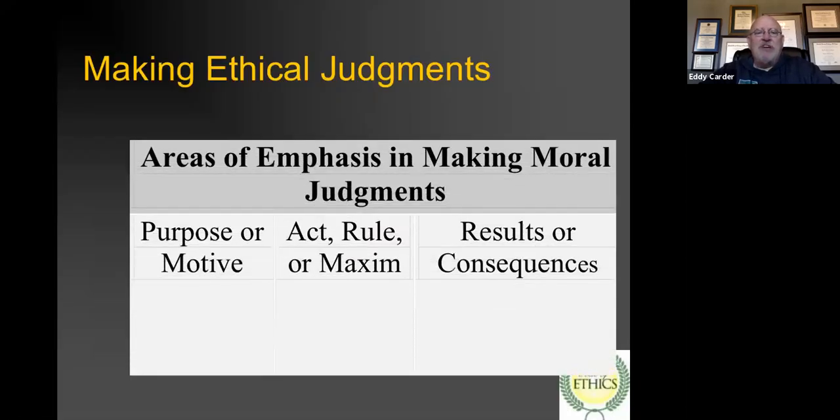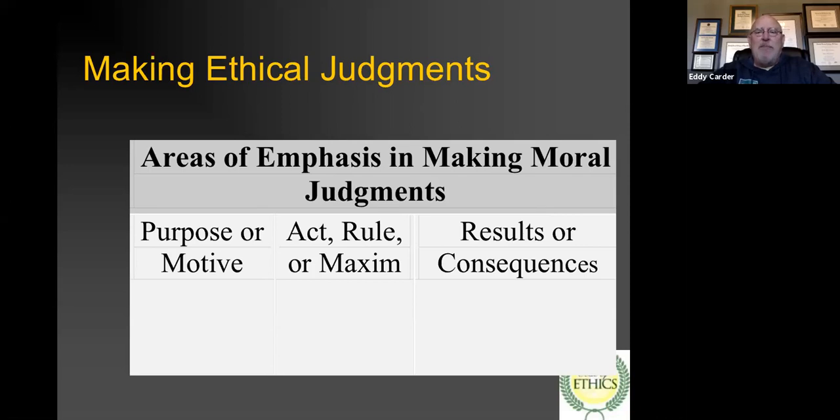With regard to making ethical judgments, I want us to look very quickly at some areas of emphasis in making moral judgments. So when we're making moral judgments, or we're assessing moral dilemmas and how we should respond, we can make those judgments on the basis of purpose or motive. And Mr. Kant got at that when he talked about, in our last lecture, we should be possessed by a goodwill, a deep-seated heart's desire to do the right thing. So we can evaluate a person's moral actions by their motive.